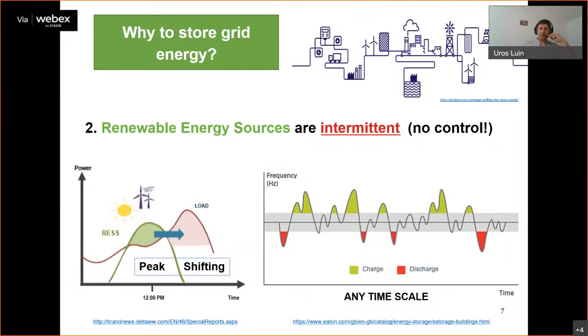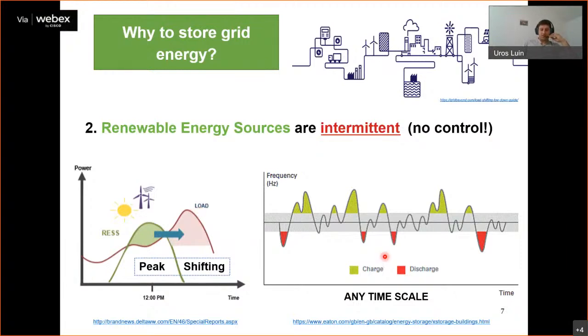They are intermittent, and we have no control over them. And here are two plots. The left one is showing power on the y-axis and time on the x-axis. And the time is 24 hours, so a day. And this is something typical that happens. You have peaks of overproduction and peaks of demand.